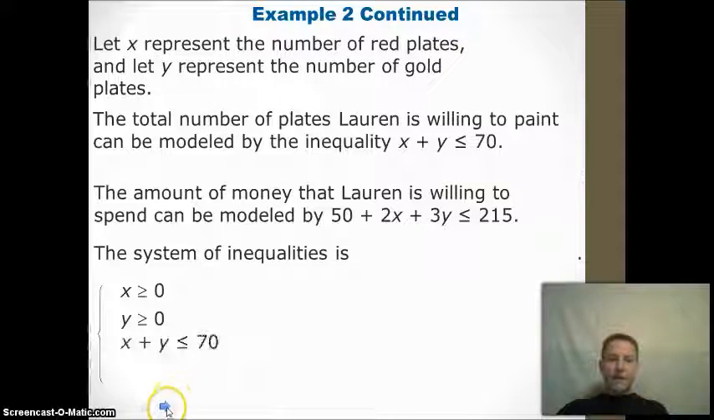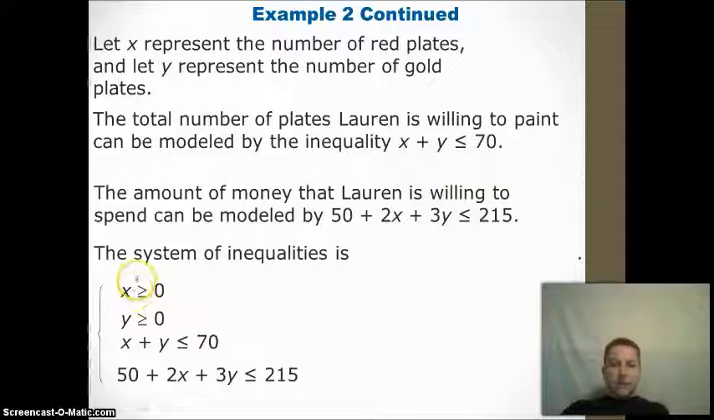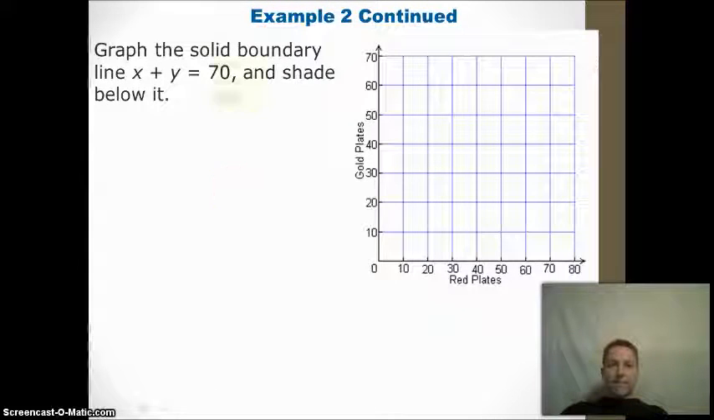Okay, so your system of inequalities is this. Remember I also said you're always going to have your X greater than or equal to 0 and your Y greater than or equal to 0. That basically means that you're in the first quadrant. Okay, so here's the system. Here's your plates. Here's your money. That $50 thing that was in the equation basically was that it cost you at least $50 plus $2 per red plate plus $3 for gold plates. And you can't spend any more than $215. That was all the rest of the money, all in one inequality. Now you're graphing all of them.